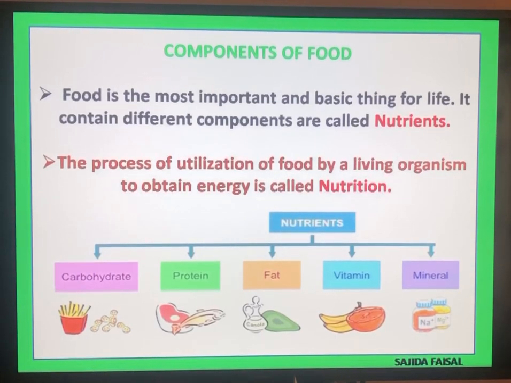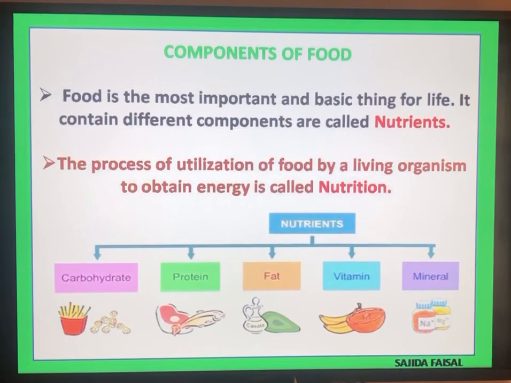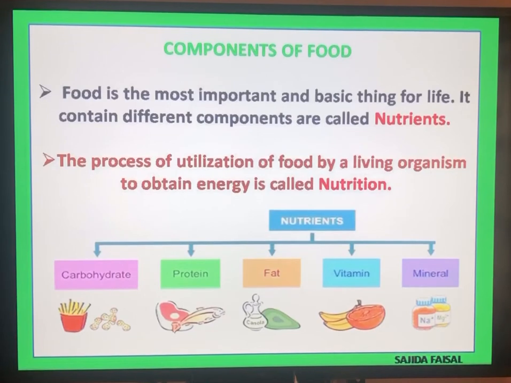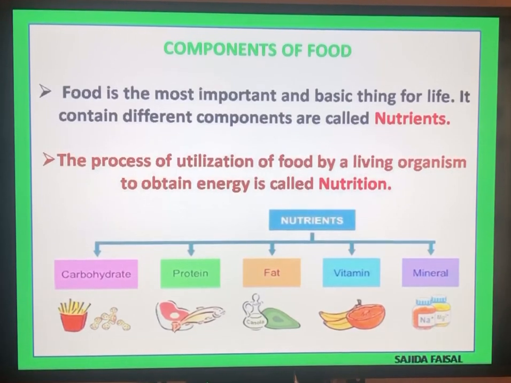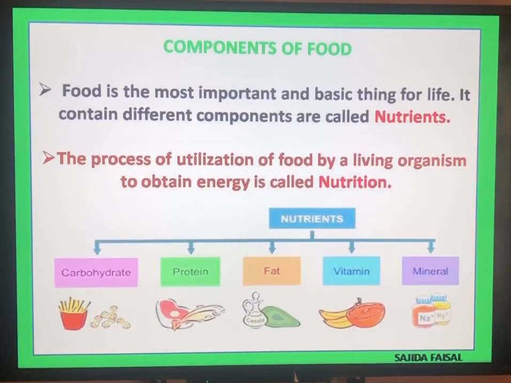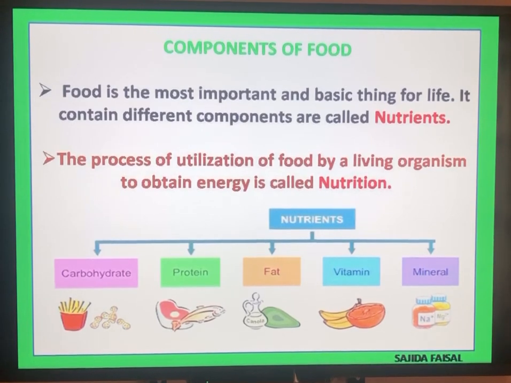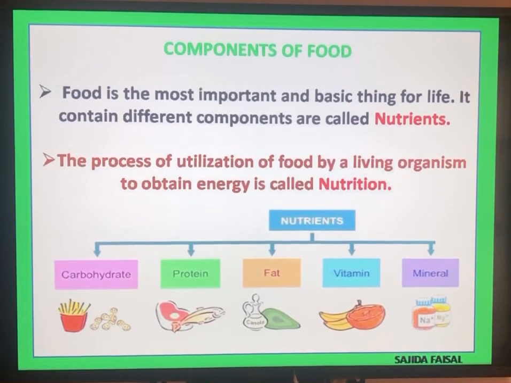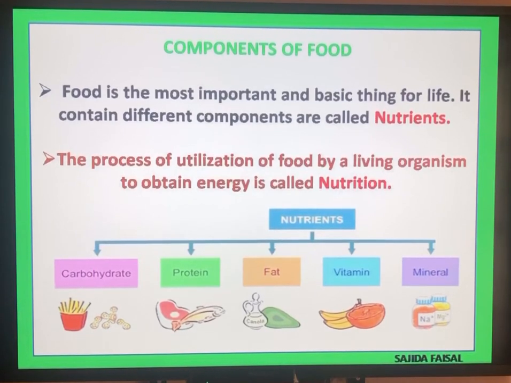What is nutrients? In the food, it is the basic thing for life. In our life, the basic thing is food. Through this, we will be getting energy. We are growing. Food items containing different components are called nutrients. Because we are eating different types of food, each food item contains different components. These components are called nutrients.